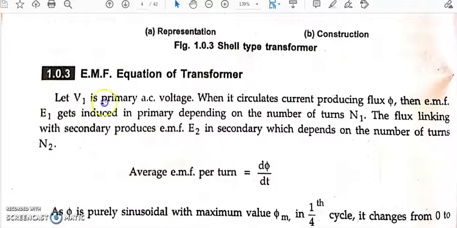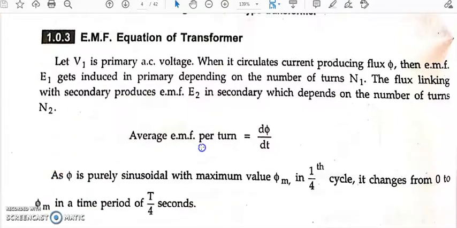Like I said, V1 is the primary AC voltage, which circulates the flux. We saw the flux was circulating in the core, and so EMF gets induced in the primary winding, with number of turns N1. Similarly, E2 is the EMF produced in the secondary winding, and N2 is the number of turns in the secondary winding.